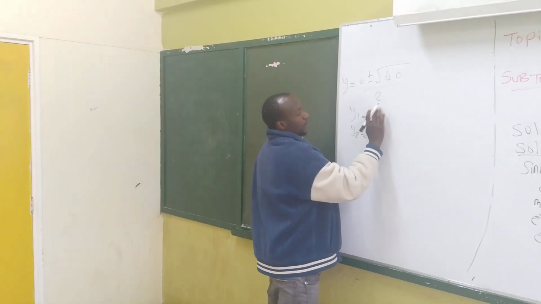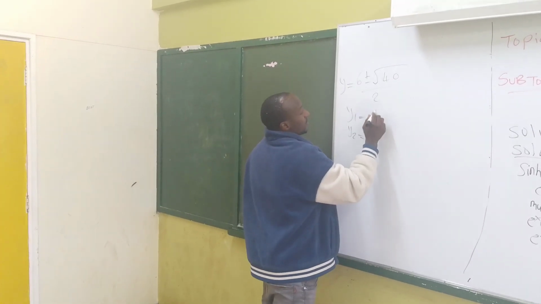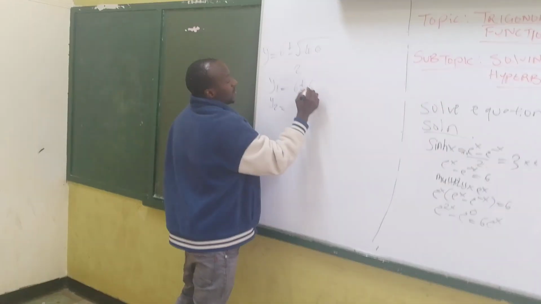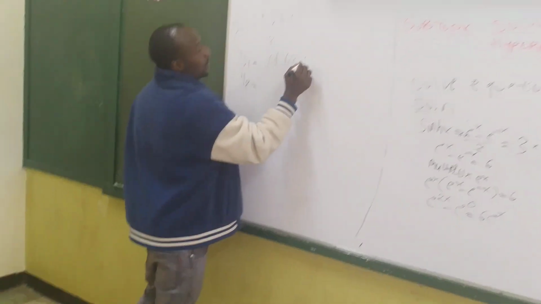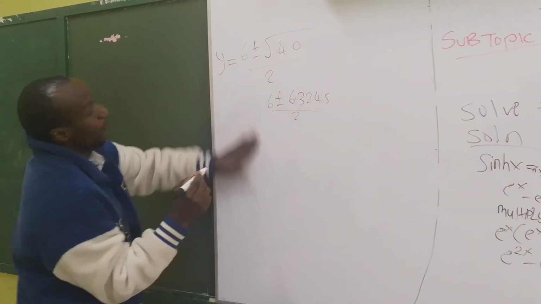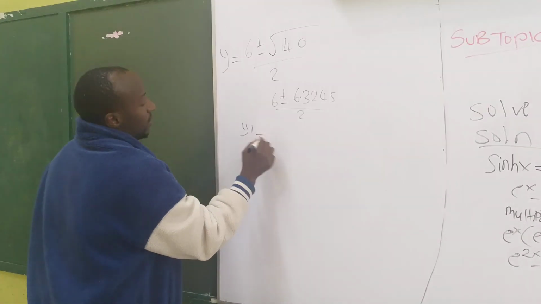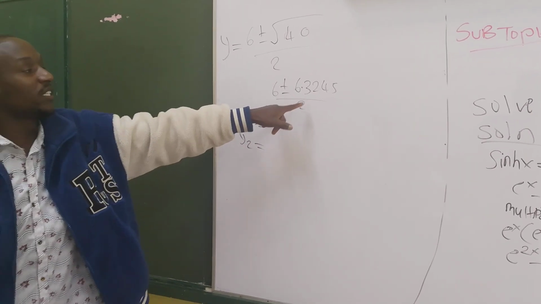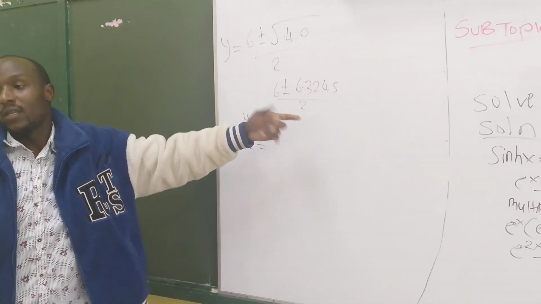Square root of 40. Yes, so 6 plus or minus 6.3245, all over 2. So our y1 is 6 plus 6.3245, divided by 2.